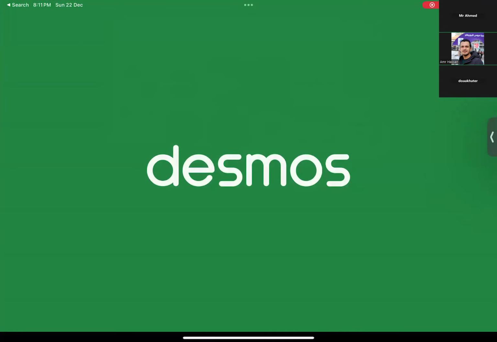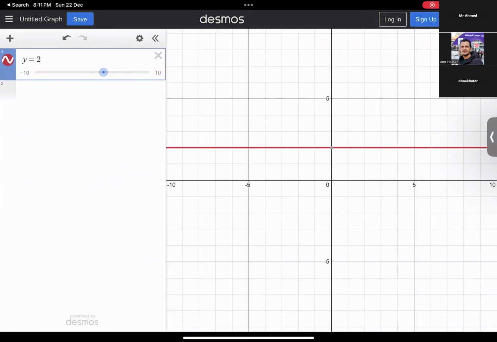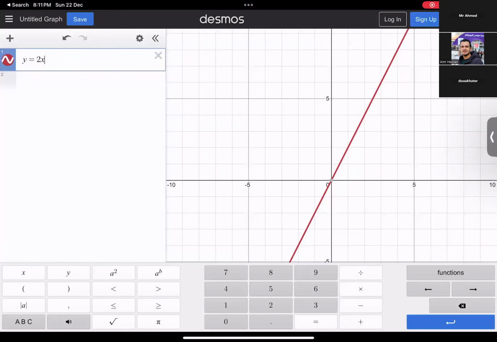If I use Desmos, this application helps me graph any equation that I want. Here we have y equals 2x. What does it look like? The straight line goes to the right. Did you get it? But what if I change it to negative? What happened? It's reflected, right? It goes in the other direction, which makes sense. This is because I changed the slope from positive 2 into negative 2. So the straight line goes to the left. Did you get it? Yeah.